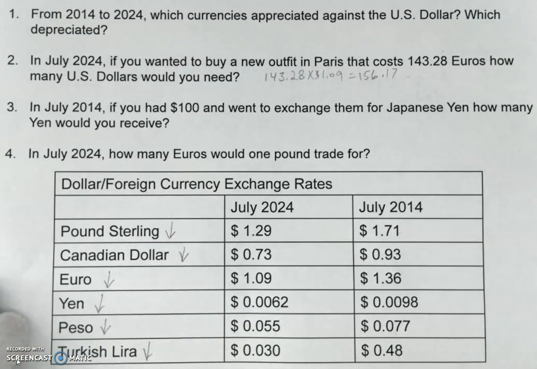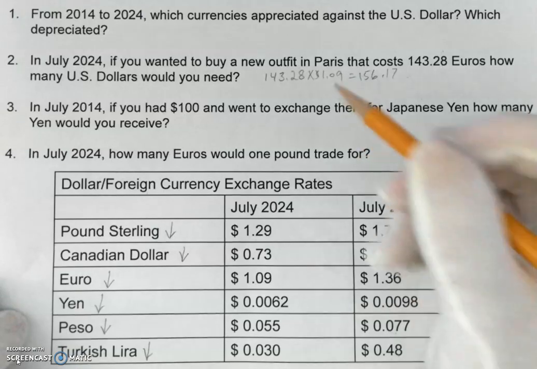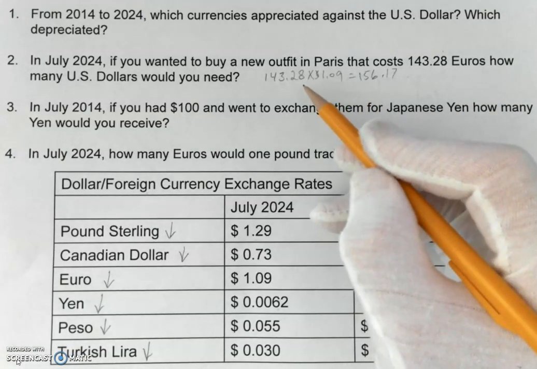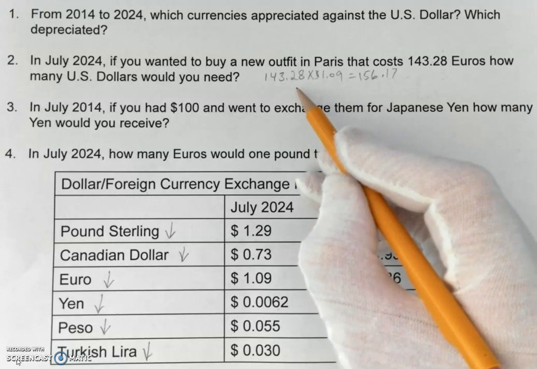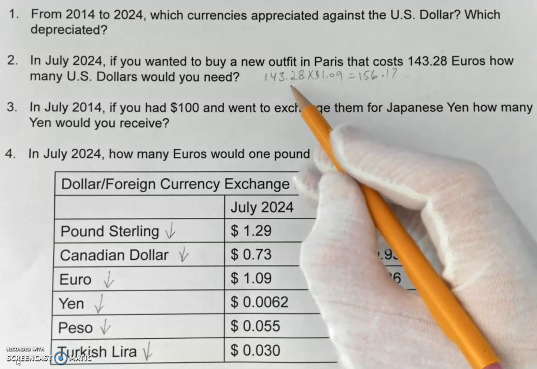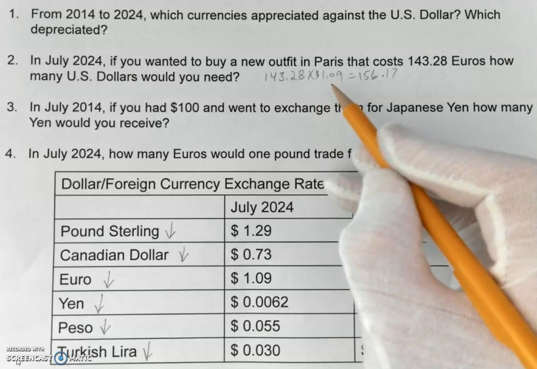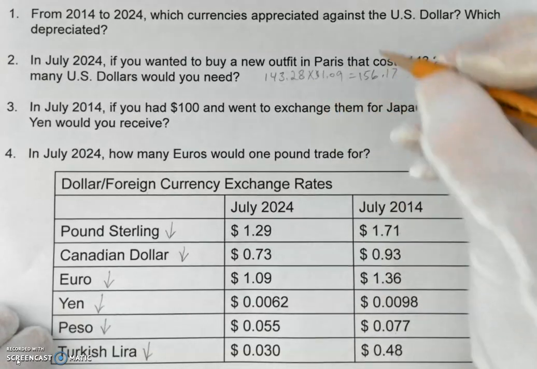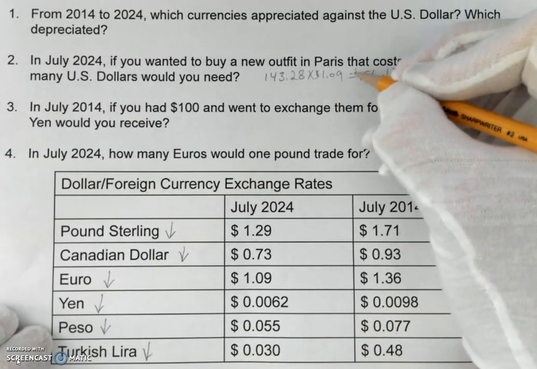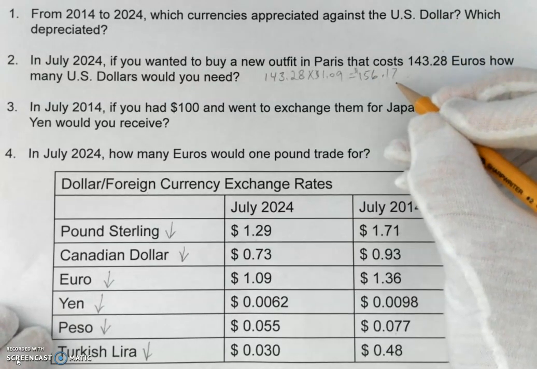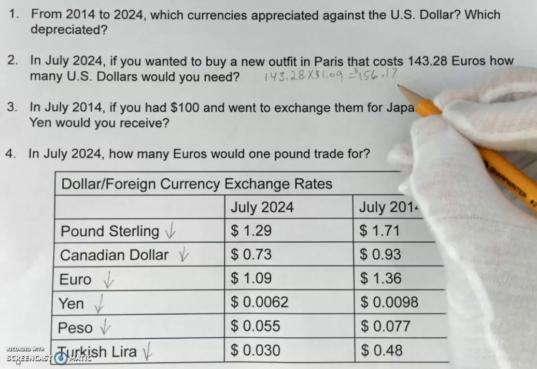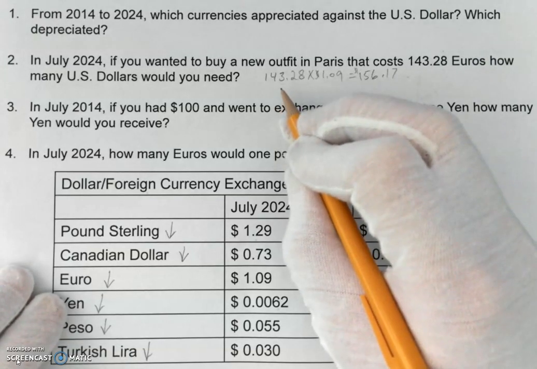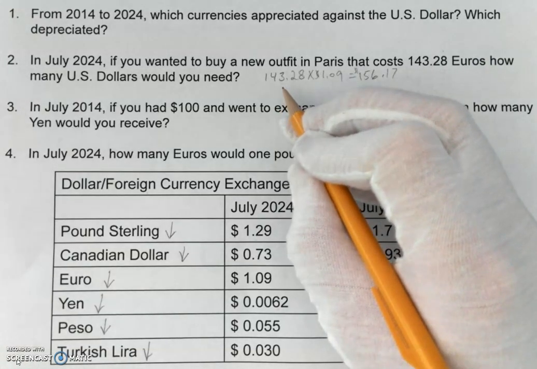Sometimes it helps to just put these currencies in some form that you're used to buying. If I were going to buy 143.28 chocolate candy bars, and the chocolate candy bars cost $1.09 each, then I'm going to have to spend $156.17 to get those candy bars. We're not buying candy bars. We're buying euros. But it's just units of something.